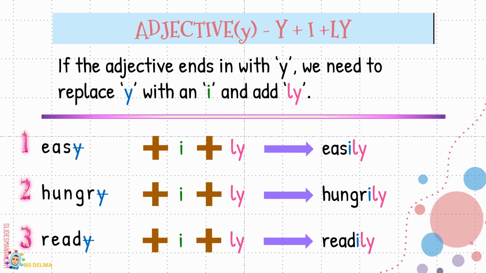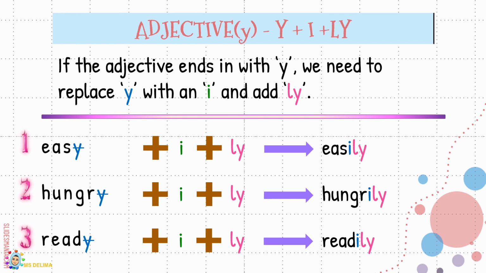If the adjective ends with y, we need to replace y with an i and add ly. Okay, the first example is easy. There is a y at the end of easy, so we replace y with i and then we add ly. So it will become easily. Easy will become easily.